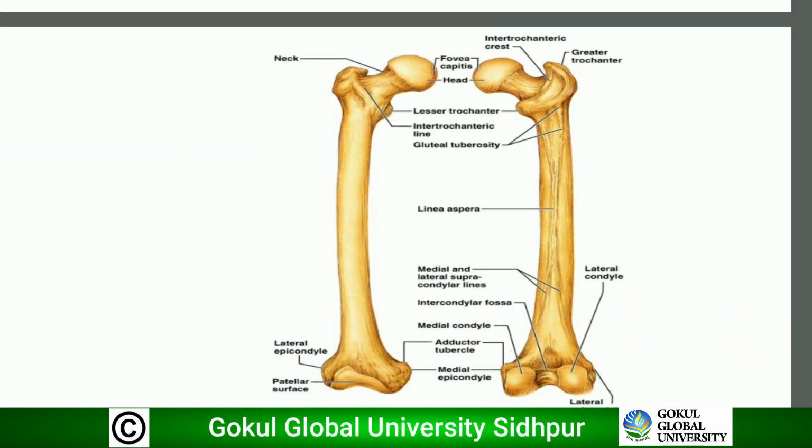Crest, a sharp ridge or border. Crest and line differ: a line will be a little bit thin, whereas a crest will be a little bit more prominent. In this diagram you can see the intertrochanteric crest, because it lies between the greater and lesser trochanter of the femur, so it is termed the intertrochanteric crest.